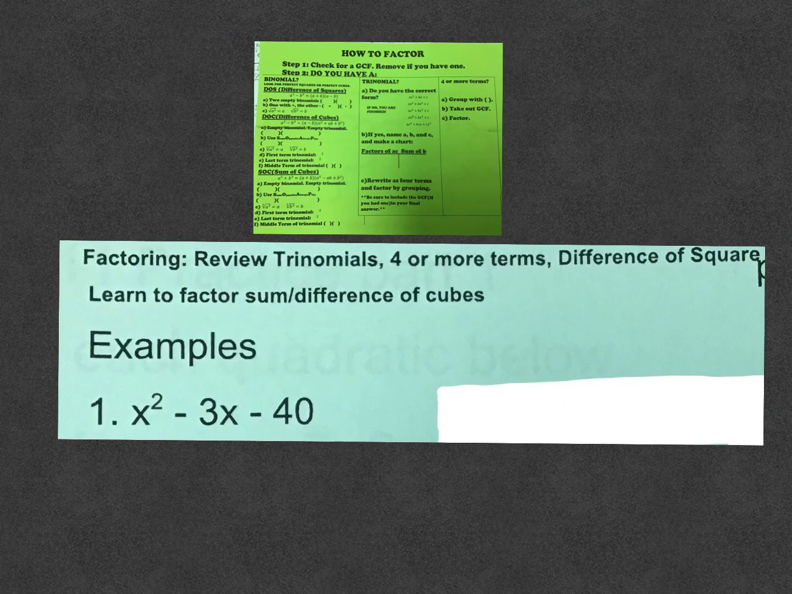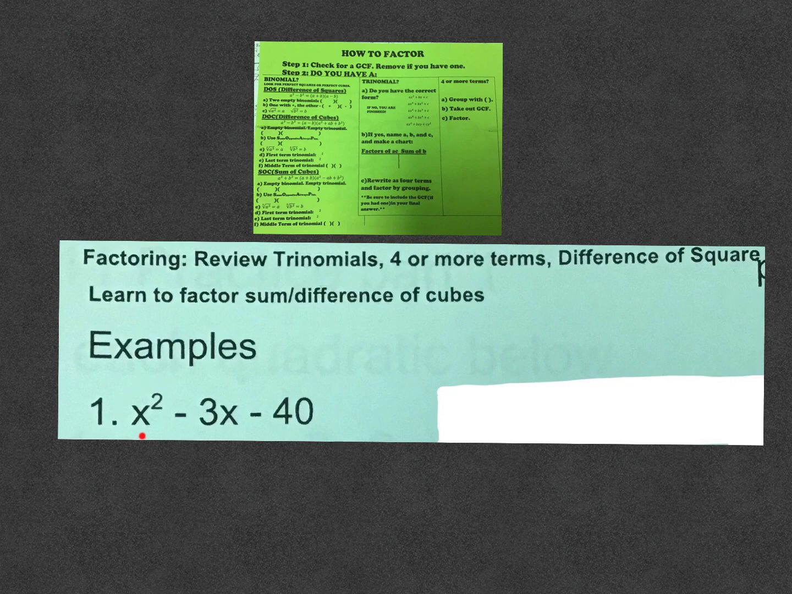Here's our first example. We are going to factor x squared minus 3x minus 40. So if you'll write this example on your sheet of paper, and if you'll look at your green sheet of paper with me as I factor this problem, I want you to get into the habit of looking at step 1 first. Step 1, check for a greatest common factor. Remove if you have one.